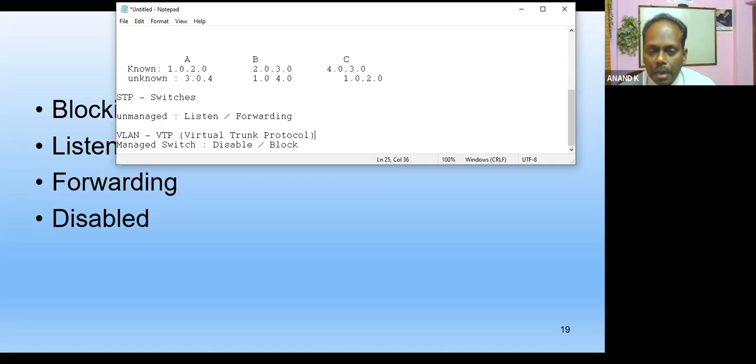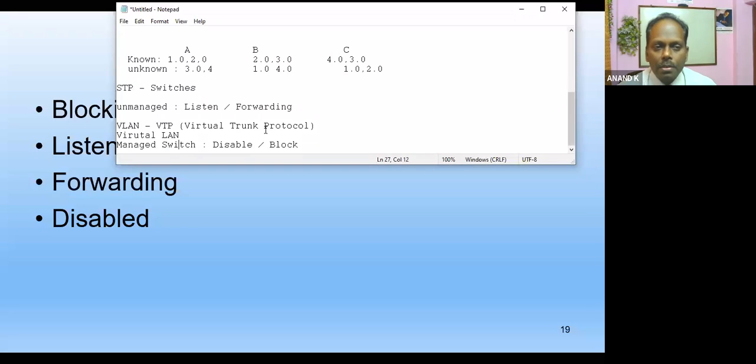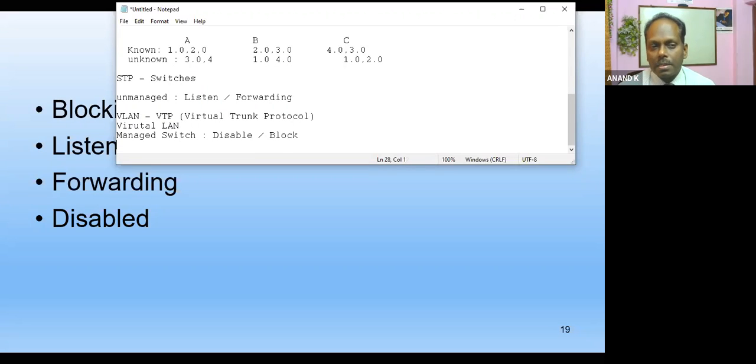And we have a small lab. VLANs means virtual LAN. See, today's world is about switching faster or routing faster. Can someone say, is switching faster or routing faster? You can say it or write it in the chat box.